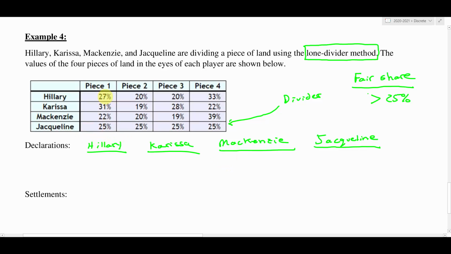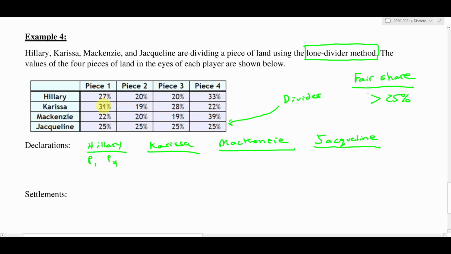So let's go to Hillary. All right, if I look across Hillary's evaluations here, she looked at each piece of land and gave it a value. She thought piece 1 was 27% of the total, piece 2 was 20%, piece 3 was 20%, and piece 4 was 33%. So she would be okay with piece 1 and piece 4. She would be happy with either one of those.